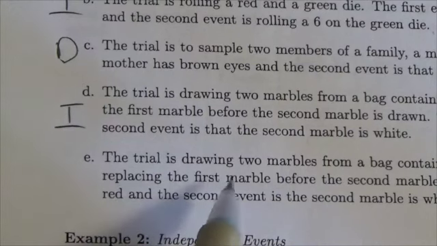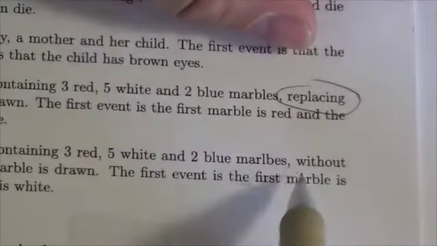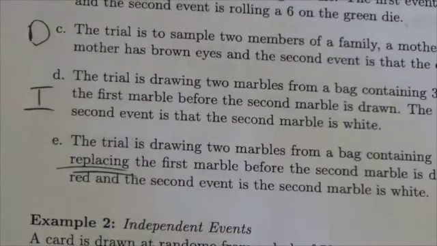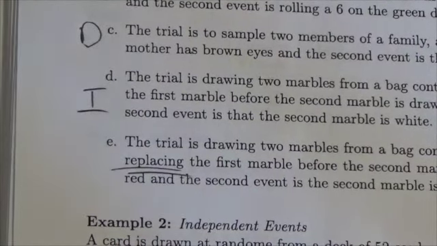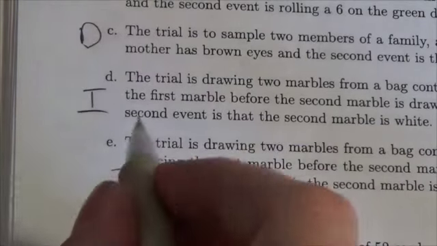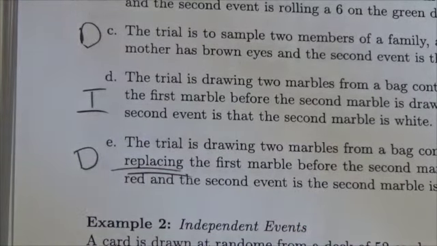E. The trial is drawing 2 marbles from a bag containing 3 red, 5 white, 2 blue. Okay, so it's the same question. In this case, it is without replacing the first marble. So the first event is that the first marble is red, and the second event is that the second marble is white. Now, does the first event affect the sample space for the second? Yes, totally. We've got one less marble there to choose from, so those are dependent events.